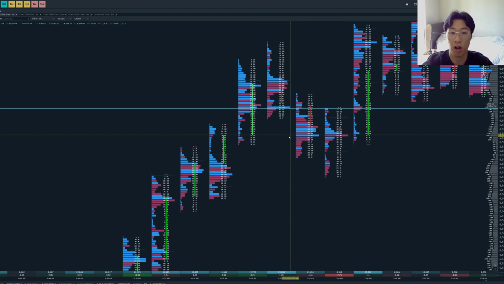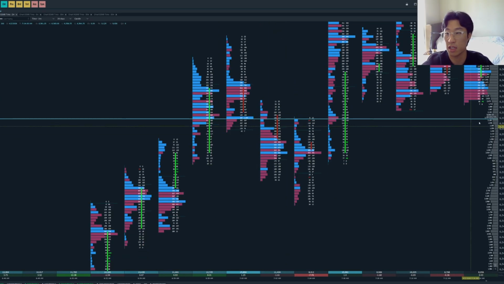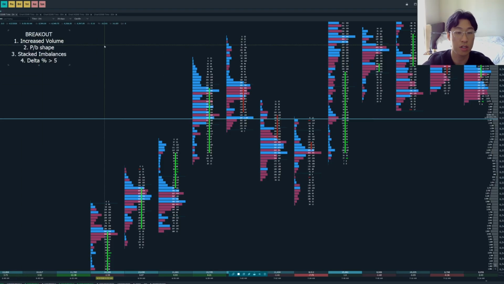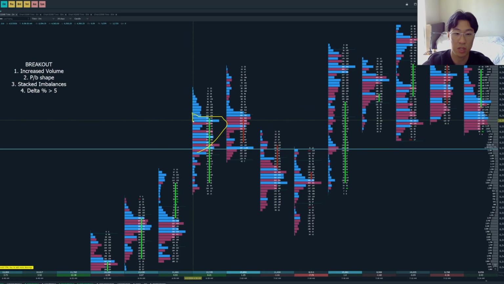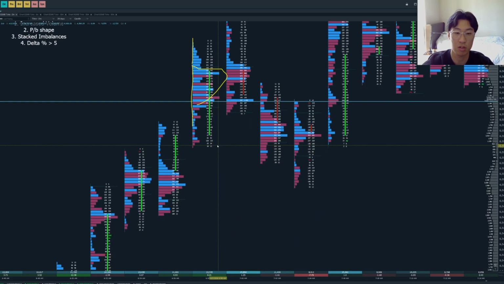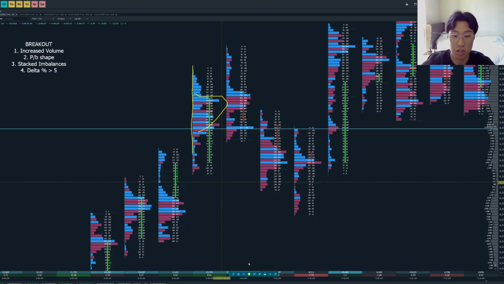So our first point of contact right over here at our key level 65.57 was a break. So on breakouts, this is what I look for. I look for an increased volume. That's what we got, increased volume, 12,000 lots from originally 11,000. We get the P/B shape. So this is a D shape, not a P or B, just because we have price up here and we have price up here. So you can't really say that this is either a P or a B. Sorry, my mouse is glitching. It's just not drawing it.